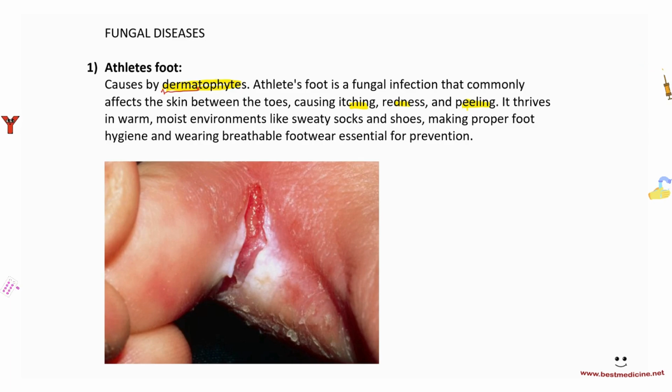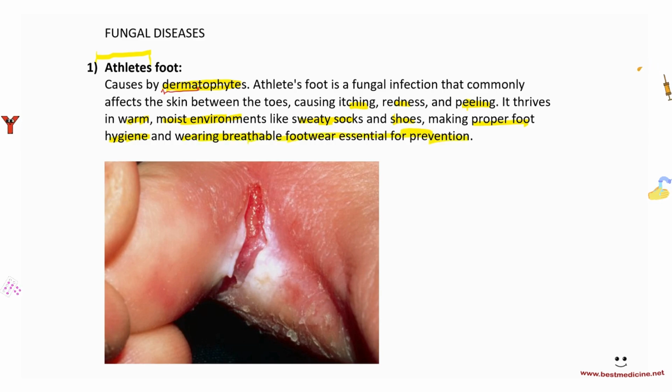And because dermatophytes thrive in warm and moist environments, like sweaty socks and shoes, if you don't have proper foot hygiene, then you'll have an increased risk for this, especially athletes who have sweaty feet, and sometimes some of them might not have the best hygiene, then they are susceptible to developing this disease. So it's better to have proper foot hygiene, and wearing breathable footwear is essential for prevention, okay?